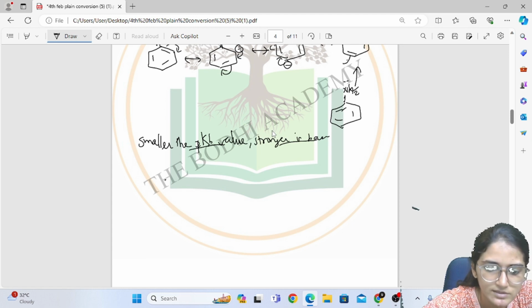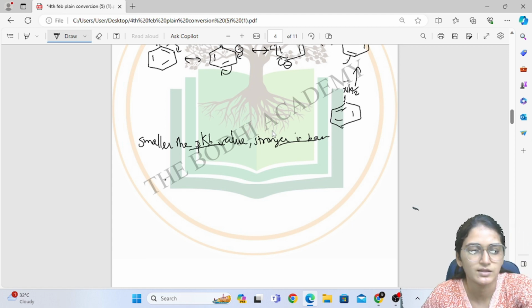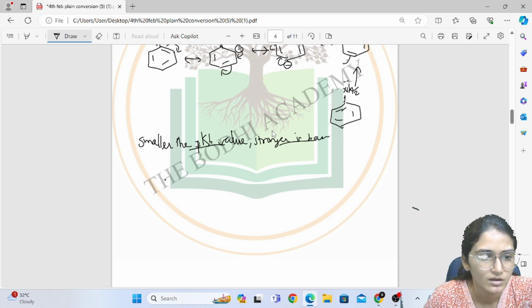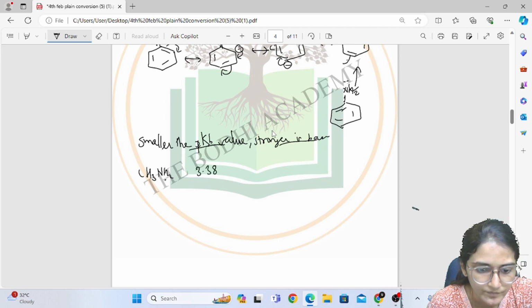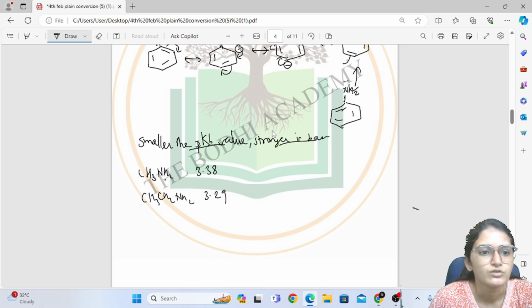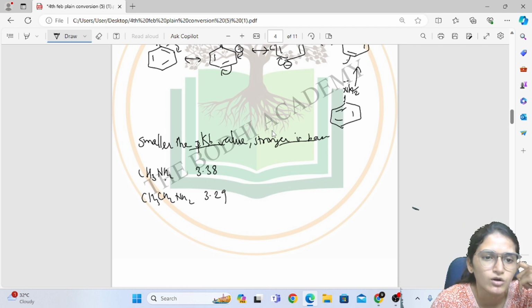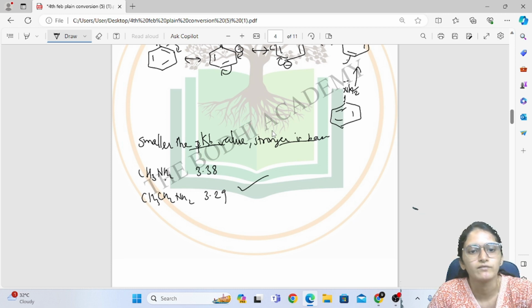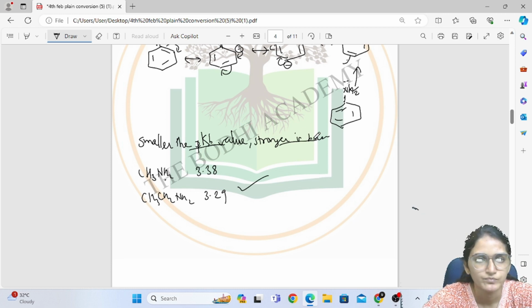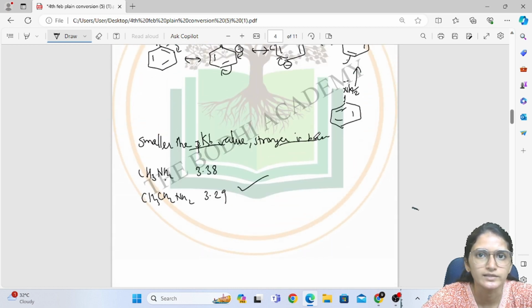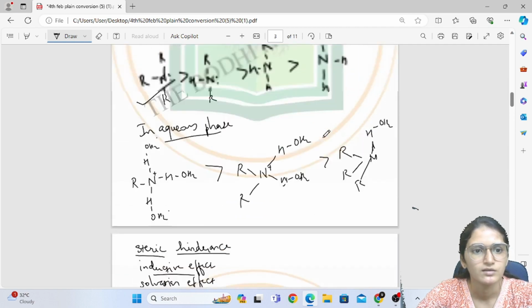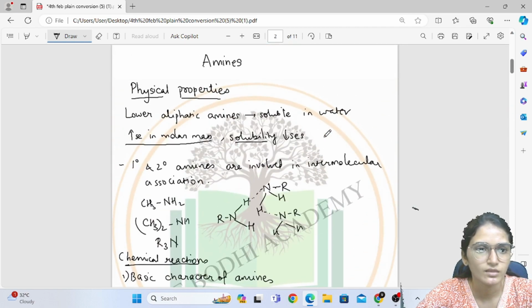So here we will see one example. Methanamine, that is CH3NH2, has pKb 3.38, and ethanamine, that is CH3CH2NH2, has 3.29. So in this, which will be the stronger base? The stronger base is ethanamine, because it has the smaller pKb value. So this is about the basicity of amines. In our next video, we will learn about the other chemical reactions of amines. Okay, thank you.